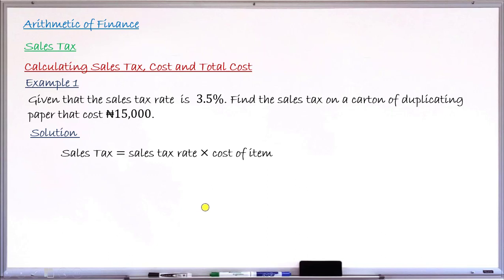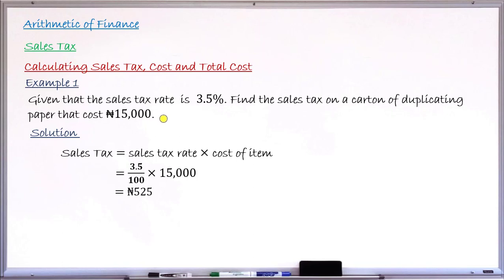Sales tax is given by this formula: sales tax rate multiplied by the cost of the item. The sales tax rate is given as 3.5%, and the cost of the item is given in this question as 15,000 naira. Substituting, you have 3.5 over 100 multiplied by 15,000. Doing this multiplication correctly gives the answer 525 naira. This will be the amount of money added on this 15,000, and it is what a consumer will pay to collect that carton of duplicating paper.